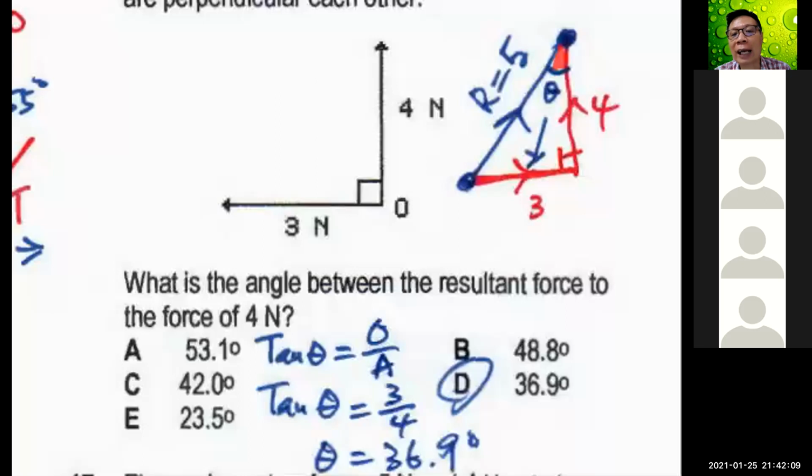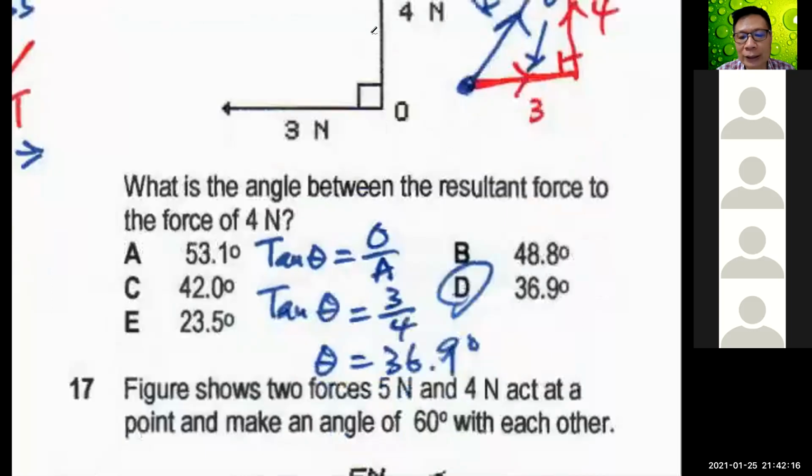Justin D, Nicole Tan also D. Yes, correct. Both of you correct. Okay, last question.